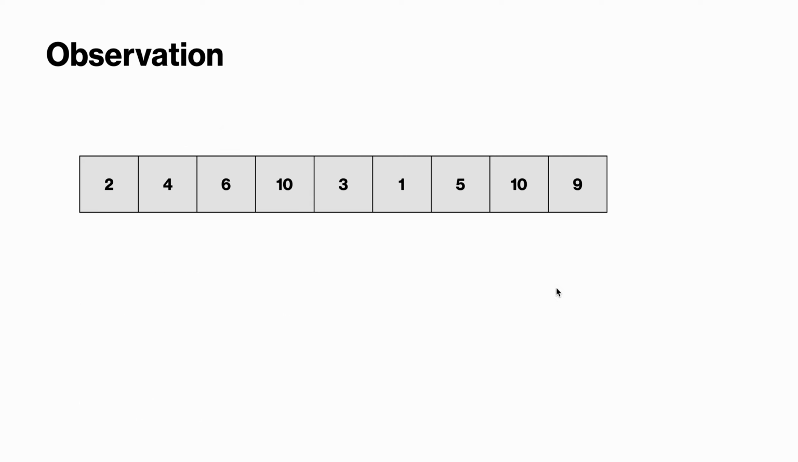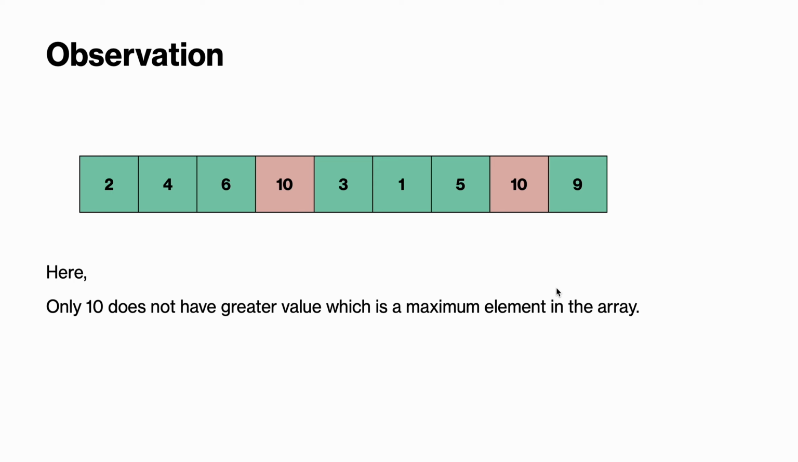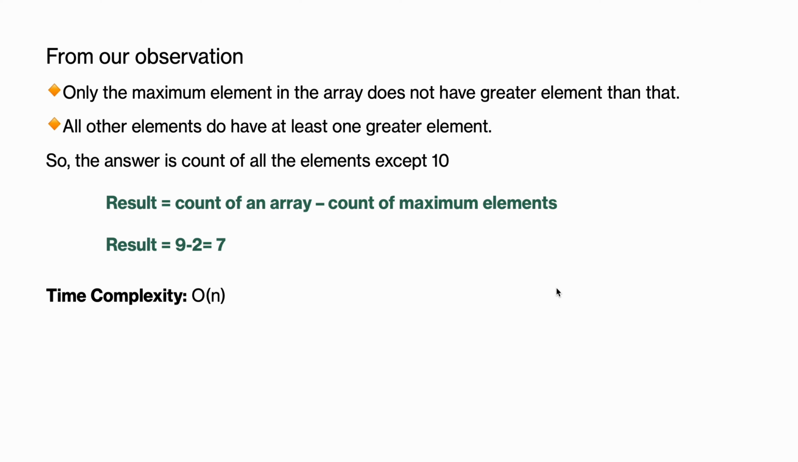When you look at the array carefully, ask this question: which elements do not have any greater element? 2 has a greater element, 4 has a greater element, 6 has a greater element, 10 doesn't have, 3 has a greater element, 1 has a greater element, 5 has a greater element, again 10 doesn't have, 9 has a greater element. From this, we can say that only 10 doesn't have a greater value. What is 10 here? 10 is the maximum element in the array. So the conclusion is only the maximum element in the array doesn't have any greater element. All the other elements do have at least one greater element.